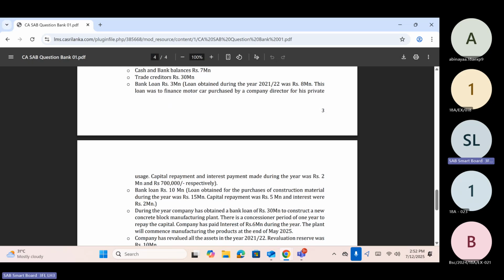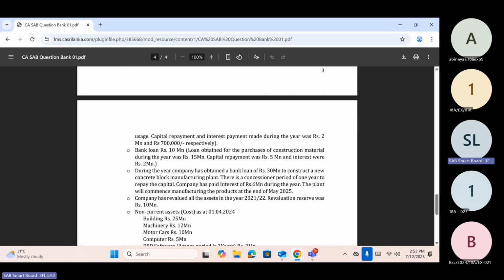But they have used that loan to purchase construction material, raw material. Right? That means the loan has been used for the business during the year. It is deductible, and it is not disallowed. Right? So third one.